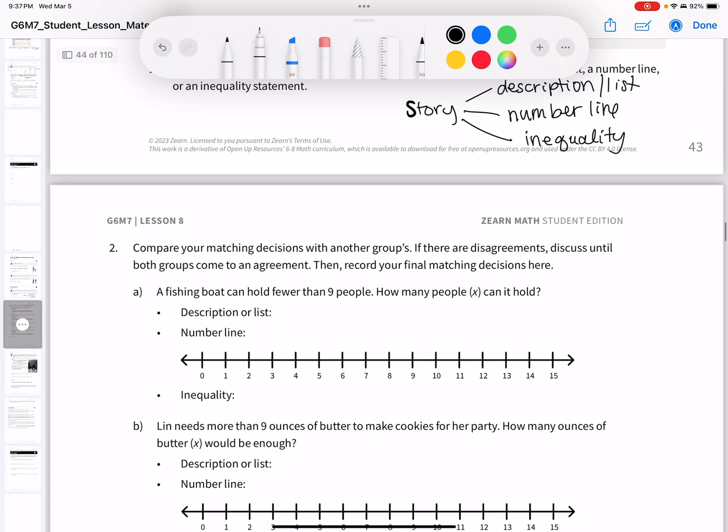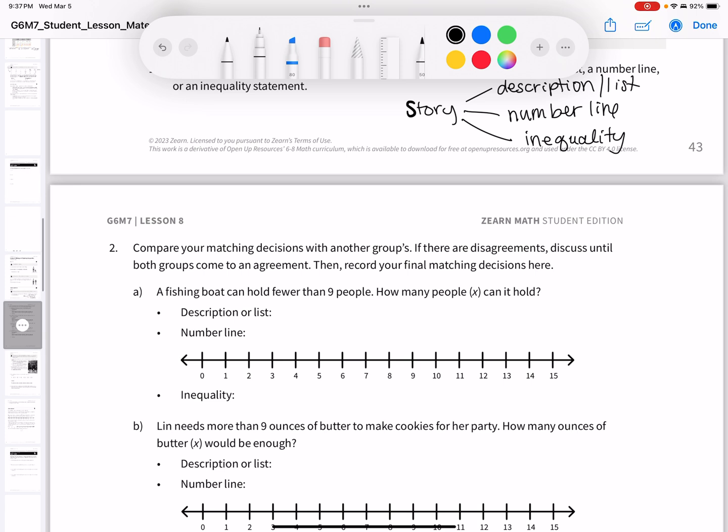All right, compare your matching decisions with another group. So if there are disagreements, discuss. Okay, so here we go. One of the stories is, ooh, excuse me, I have to sneeze. Okay. A fishing boat can hold fewer than 9 people. How many people, X, can it hold?